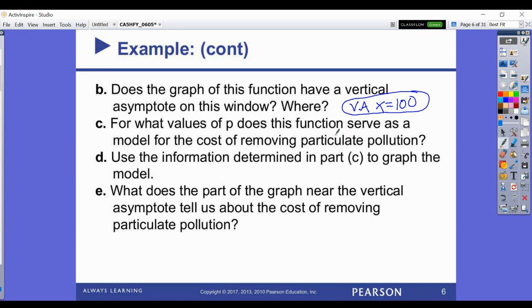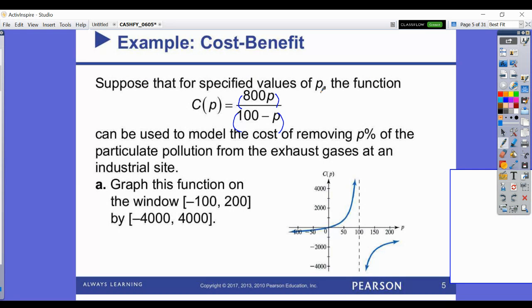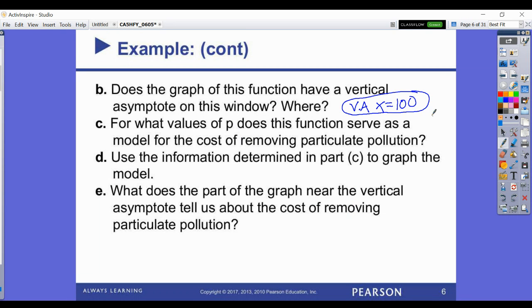For what values of P does this function serve as a model for the cost of removing particulate pollution? Well, P is the percent. So probably only 0 to 100 makes sense. We're not going to have any negative values, which we get over on the left side of 0 and also over here. This thing down here doesn't really make sense. So probably 0 to 100 is what they're looking for. We can write that like interval notation from 0 to 100. You could also use inequalities.